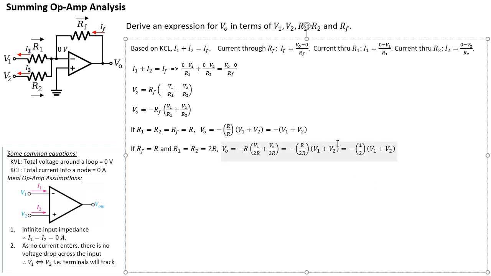All right, so let me just label this. So maybe I'll call this summing unscaled, right? Unscaled summing. That means you're not scaling any input voltages. All right, and this one is an average circuit. Yes. All right.